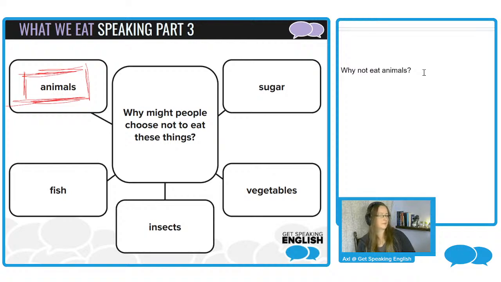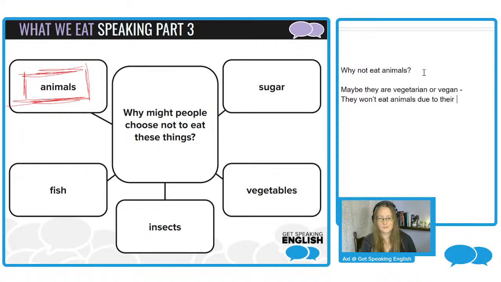Well, I'm vegetarian, so I won't eat animals for that reason. Or vegan as well, right? So maybe they have dietary preferences, basically. Or choices. Yeah, right. That's definitely one thing. Does anybody else have any other ideas as well?